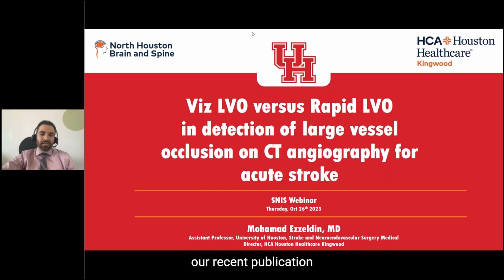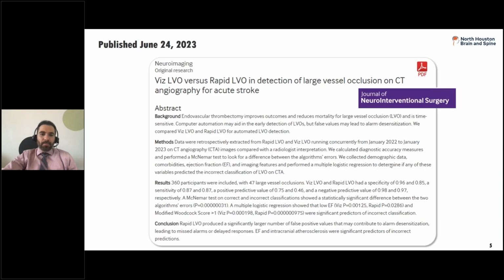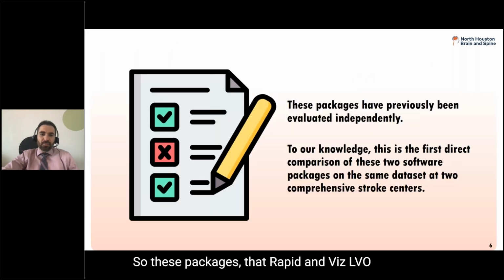Today, I'll be presenting our recent publication in the Journal of Neurointerventional Surgery, with the title of Viz ELVO versus Rapid ELVO in the Detection of Large Vessel Occlusion on CT Angiogram, which was published in June of this year. So these packages, Rapid and Viz ELVO, have been previously evaluated independently. To our knowledge, this is the first direct comparison of these two software packages on the same data set at two comprehensive stroke centers.